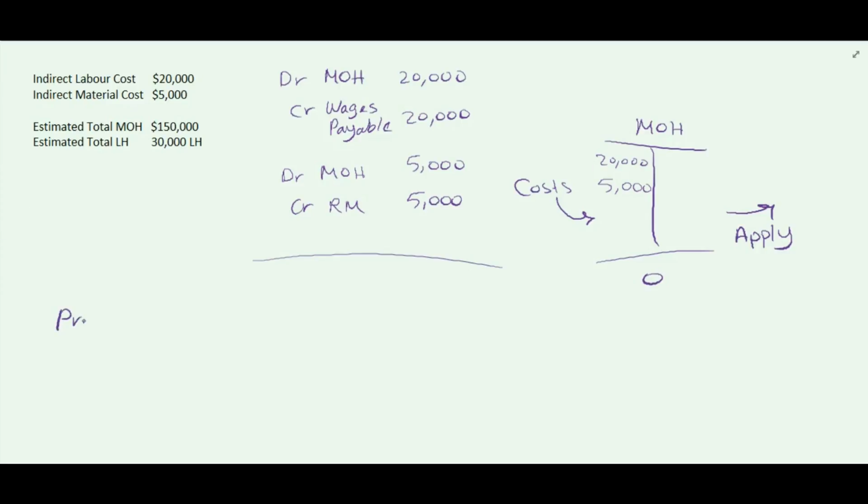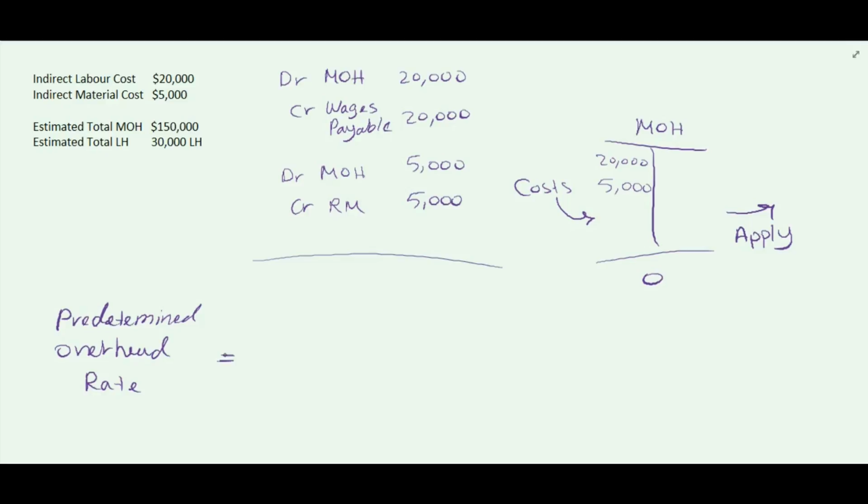So we have the predetermined overhead rate. What is the predetermined overhead rate? It's an estimation of the manufacturing overhead cost, the total overhead cost, and a measure that we will use to calculate the rate.